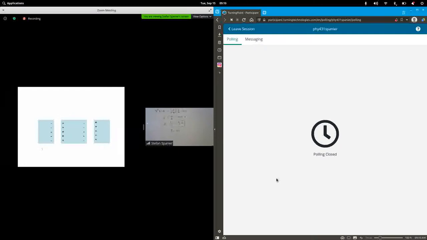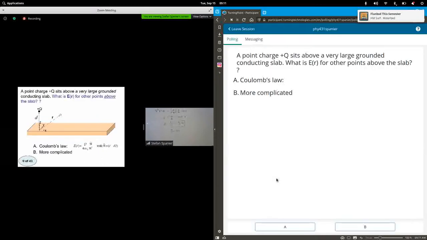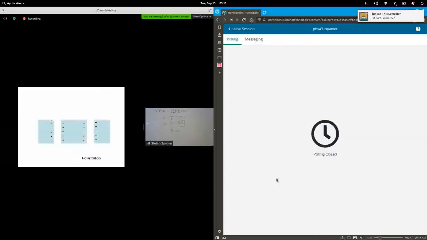Polarization, no? I put negative charges on the left side of a conductor, I put positive charges on the right side of a conductor. So I polarize the charges in the conductor in the middle. I induce negative charges on the right and positive charges on the left. This is one step too fast.